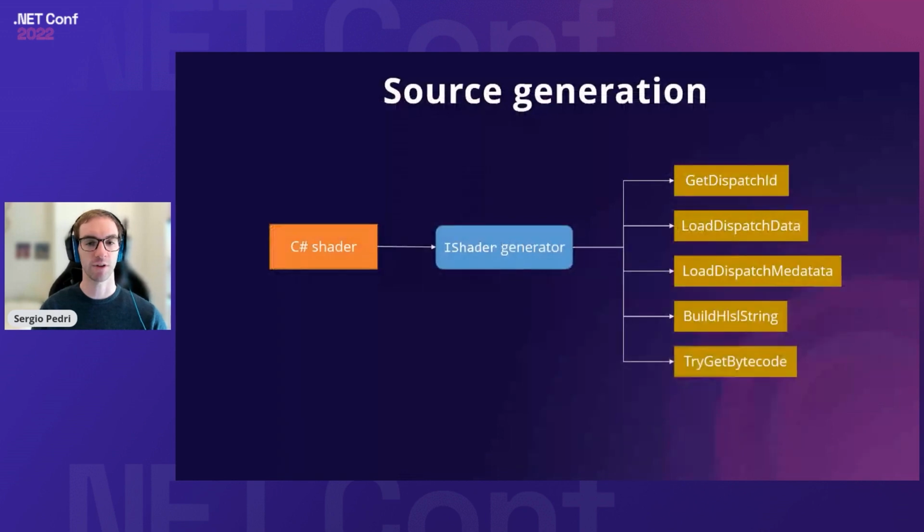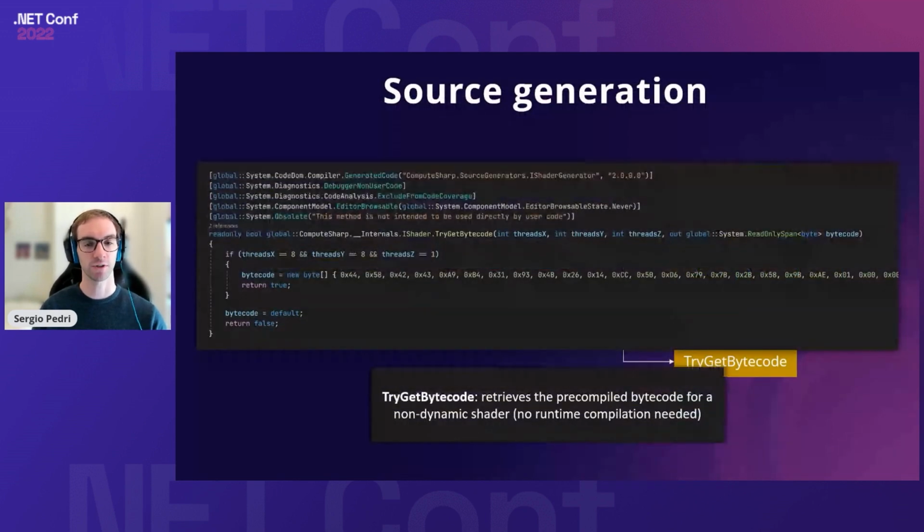And then lastly, we have try get bytecode. This is what actually allows ComputeSharp to extract the bytecode that will then be executed on the GPU. You can see here that in this case, we have opted into precompiling the shaders. And so ComputeSharp has done that at build time, and it has now embedded the entire shader bytecode into this method. So we can then just load it directly and then execute it. This is what the sample app is doing, for instance. So this allows applications to have the best possible startup performance because there's no time wasted compiling shaders.